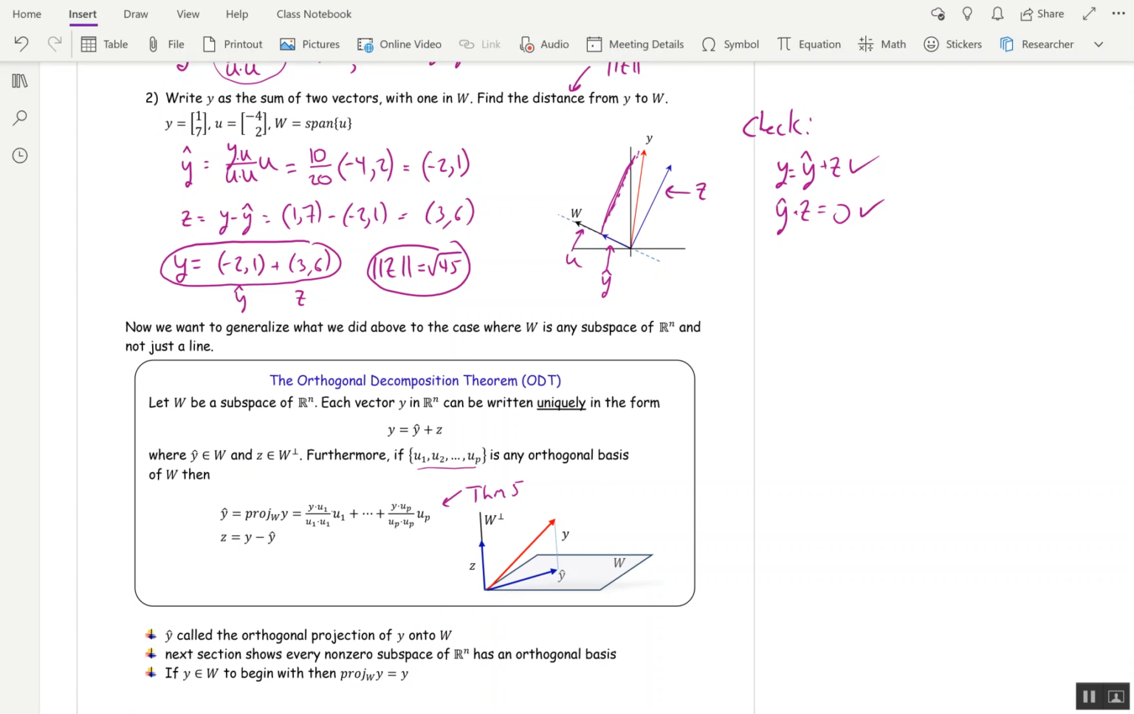And here's a picture here. Y hat will live in W, which I have pictured here as a plane now instead of a line. And then z will be perpendicular to y hat.